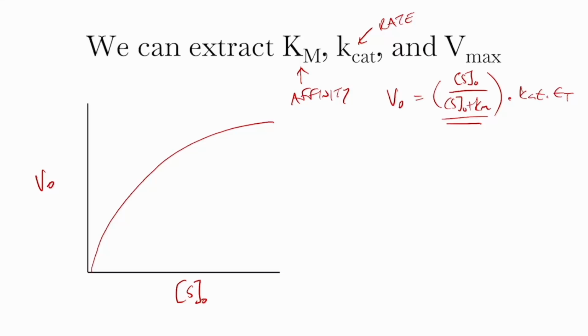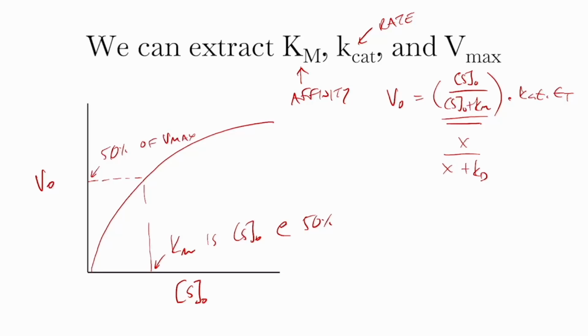This block here looks a heck of a lot like what we've seen before, right? With x over x plus Kd. How do we get a Kd from a curve? Well, we go to the 50% line, whatever exactly that is in this context. We drop it down, and Km is S naught at 50%. Okay? Now you might be saying, yeah, but 50% of what? And it's going to be 50% of Vmax.